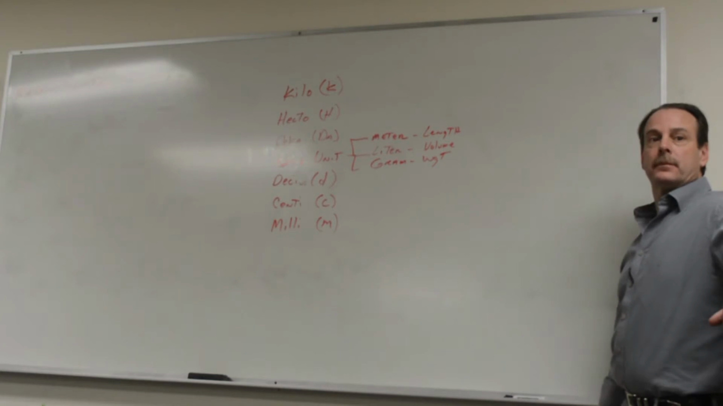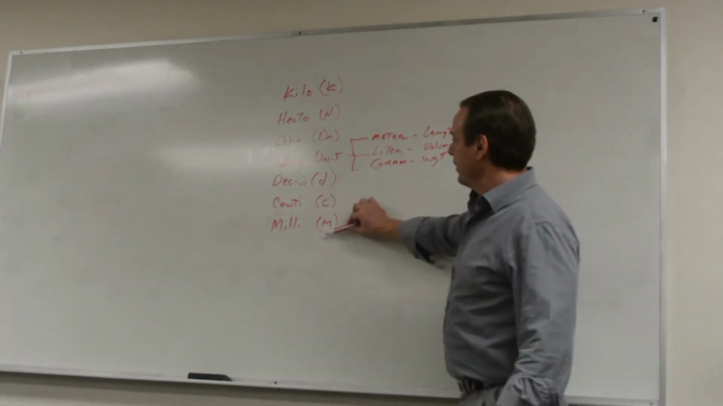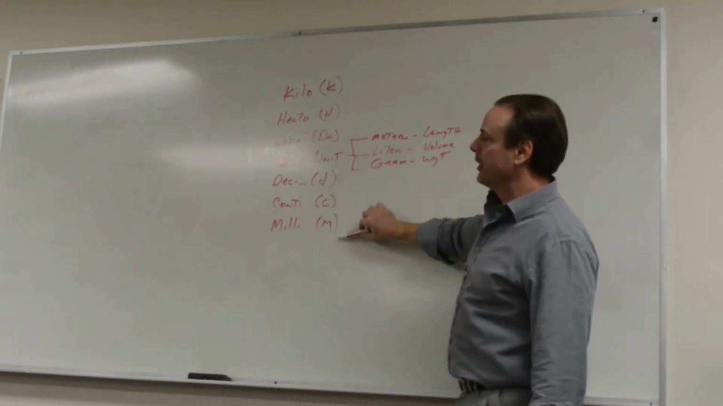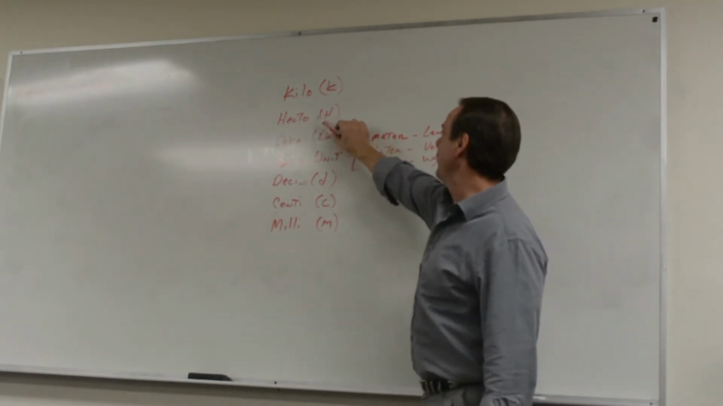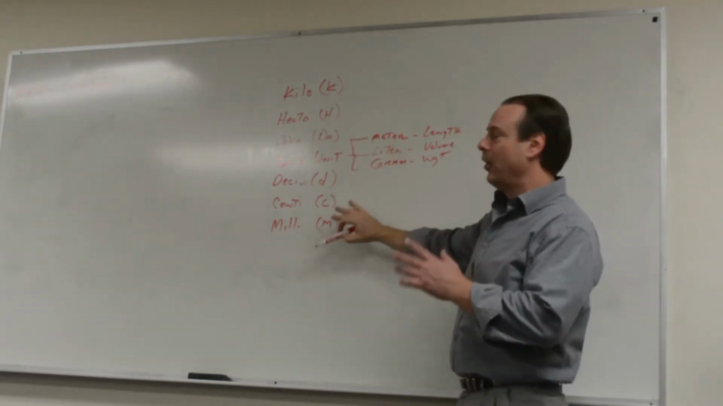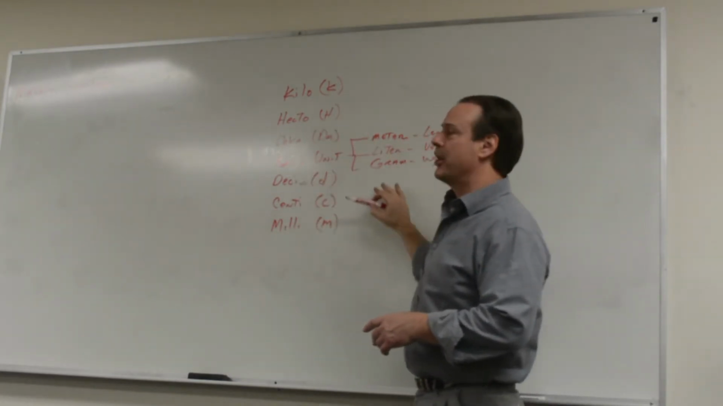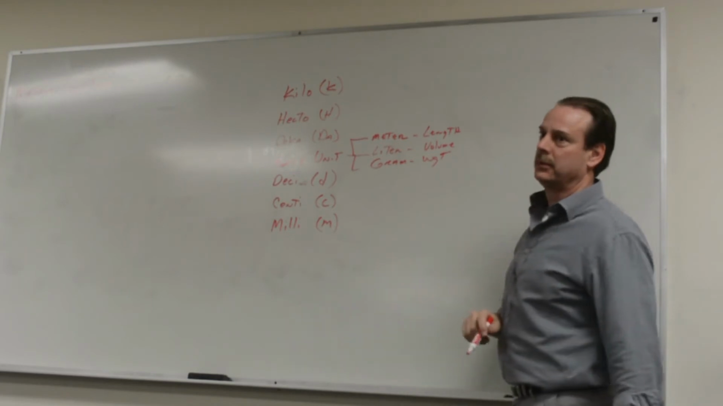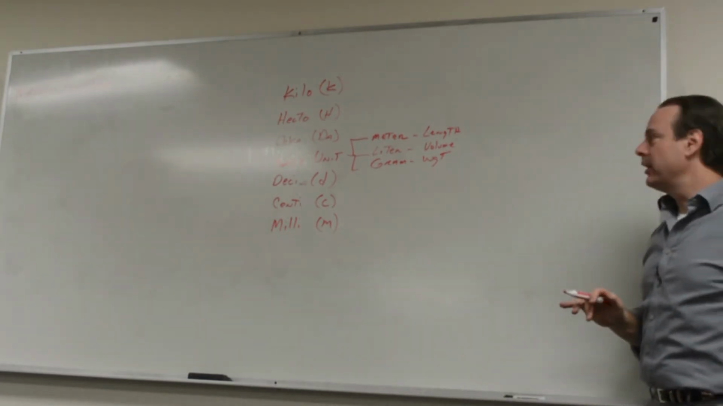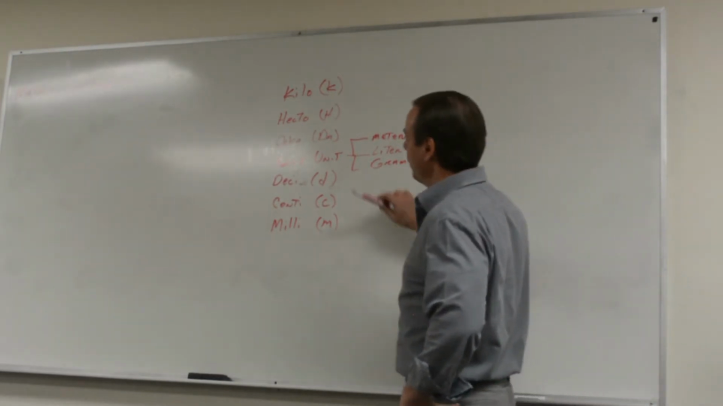Okay. So all of these prefixes are interchangeable. We could have millimeters, we could have milliliters, we could have milligrams. We could have hectometers, hectoliters, and hectograms. All of these prefixes are interchangeable with all the base units. All right. What's critical here is you remember the order. We start from the top.